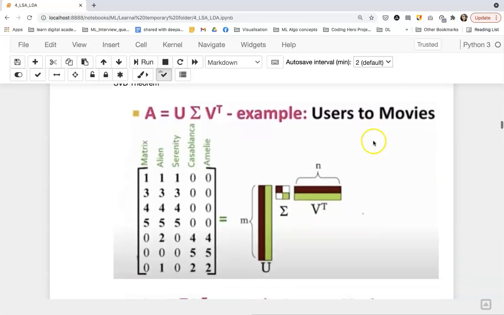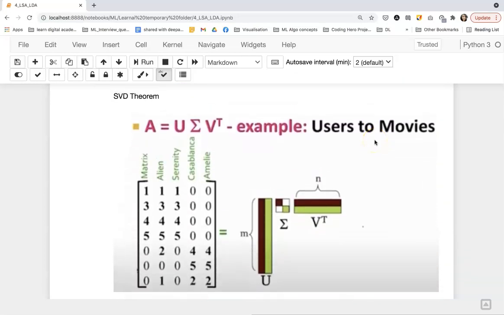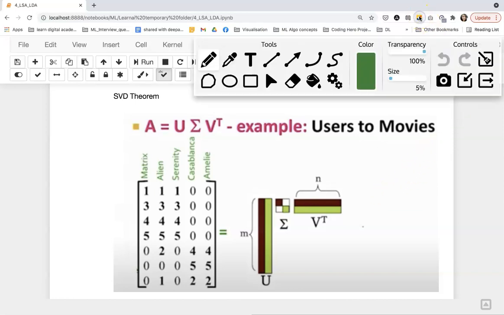Fine. Now let's take an example over here. Suppose we have 5 movies: Matrix, Alien, Serenity, Casablanca, and Amelie. These 5 movies are arranged along the columns, and the users are arranged along the rows. Each user will give some rating to each movie. So this matrix over here denotes the ratings given by each user.